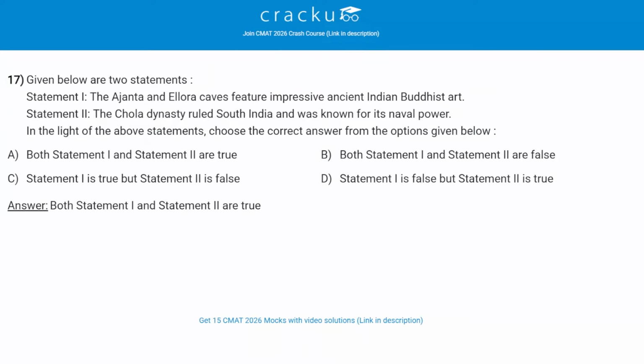In this question, we have been given two statements. The Ajanta and Ellora caves featured impressive ancient Buddhist art. So statement 1 is correct. And statement 2: the Chola dynasty ruled South India and was known for its naval power. This is also correct. So basically both the statements are true. So option A is the correct answer.